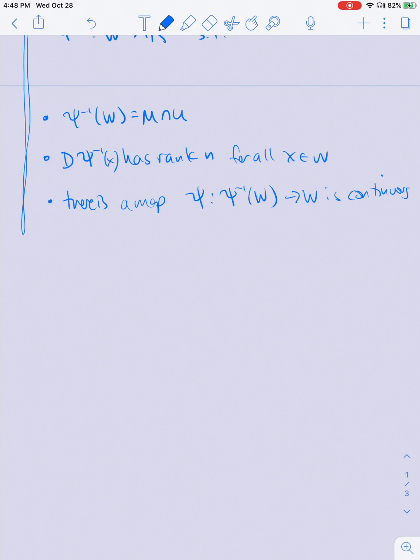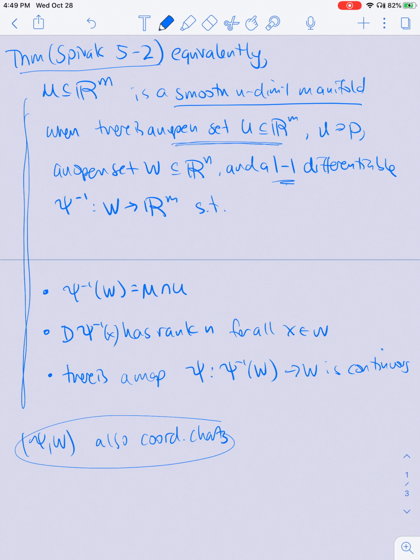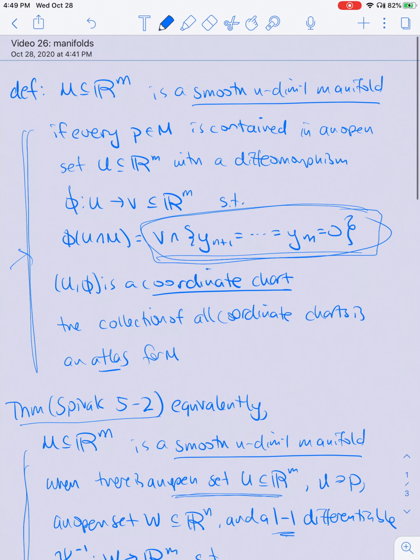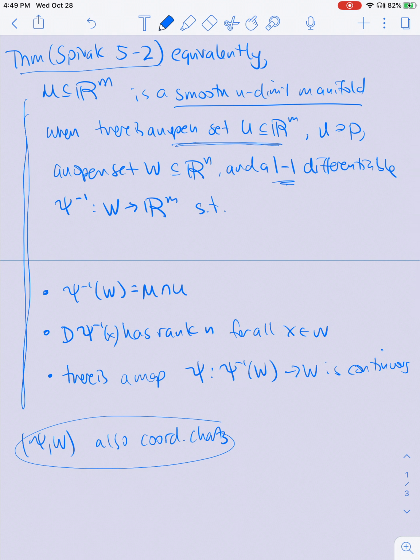By an abuse of notation, we're also going to call these pairs (psi, W) coordinate charts. Different authors call things with target the manifold coordinate charts, and other authors call things with domain the manifold coordinate charts. So it's not really settled in the literature. For us, they're both coordinate charts, but we'll be clear about what the domain and the range is. So for example, psi inverse here should be the coordinate chart.